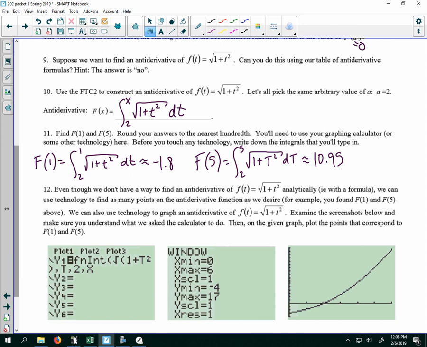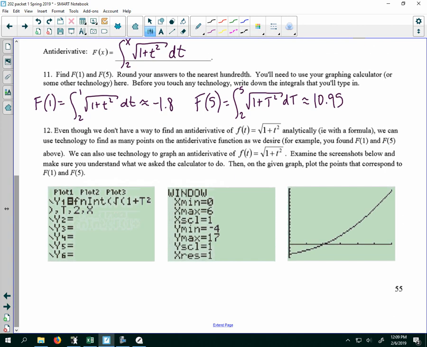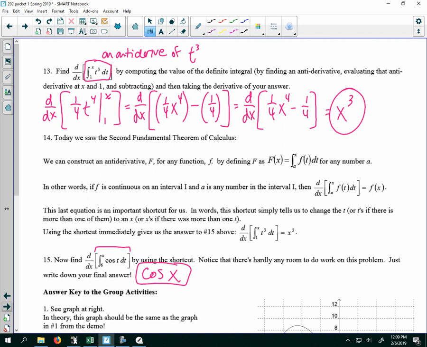And you can also use technology to graph an antiderivative, which I've got some screenshots of if you want to play around with doing that, but I won't go through it right now. Okay, so this is still labeled activities, but you can see these last few problems explained in the demo part 2 for this lesson.